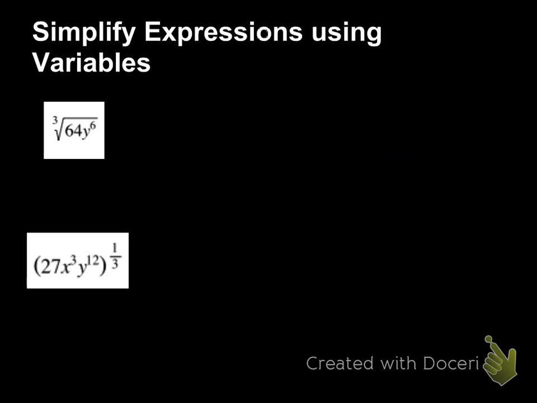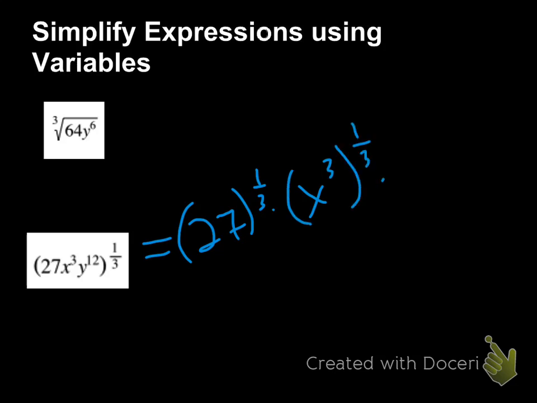All right, next one. 27x cubed y to the 12th, all to the 1/3. I can't simplify anything in the parentheses. That's kind of the first thing I look for. I can't do it. So I'm going to break this up into 27 to the 1/3 times x cubed to the 1/3 times y to the 12th to the 1/3. So this is a situation in which we probably don't really want to go to radical notation because I think it's going to work out pretty nice.